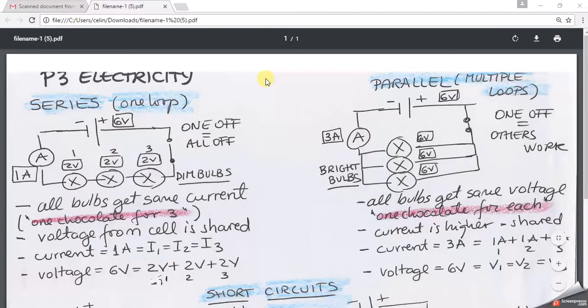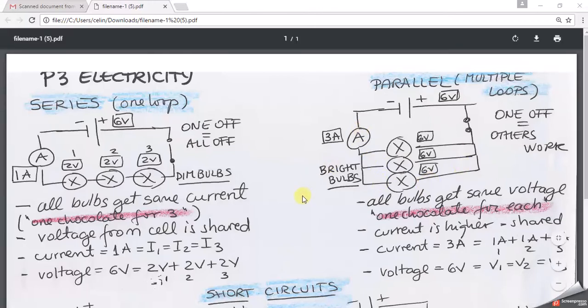so it will be made of multiple loops. One of the main characteristics of a series circuit is that if one device in this circuit, any device, maybe an ammeter, the first bulb, the second bulb, the third bulb, or the switch, is off, everything is off. On the parallel, multiple-loop circuit, if one device is off, the other ones work. If the ammeter is off, everything will be off because there is no way to go through. But if any one of these bulbs is off, the current will go through the other one, so the circuit is still working.